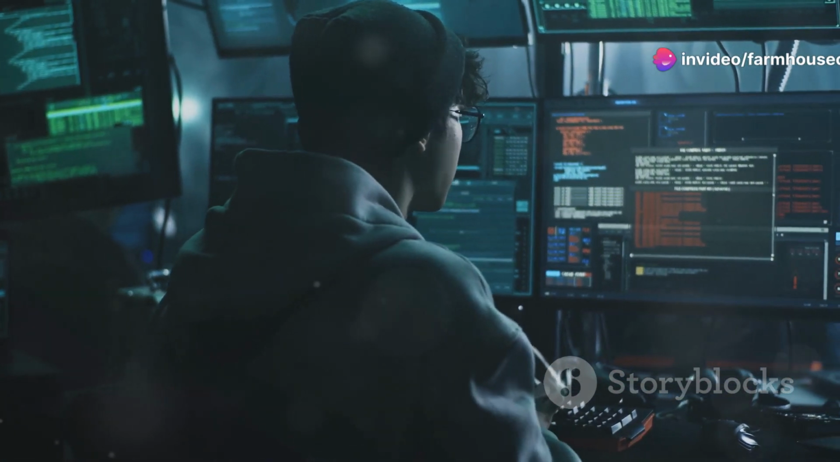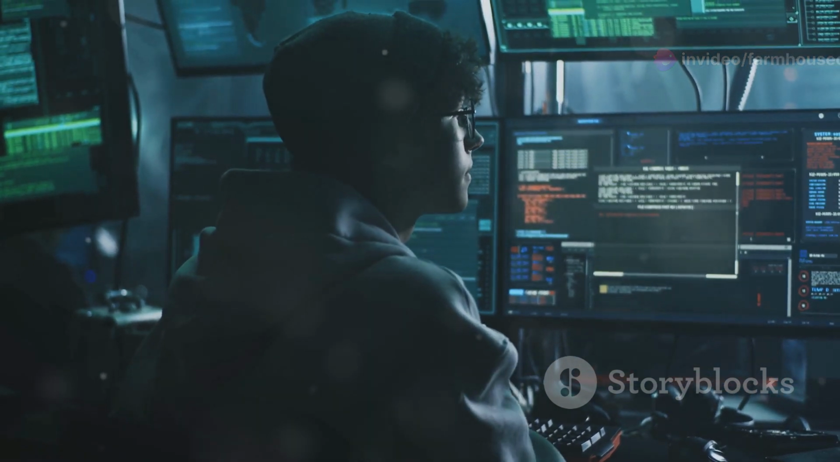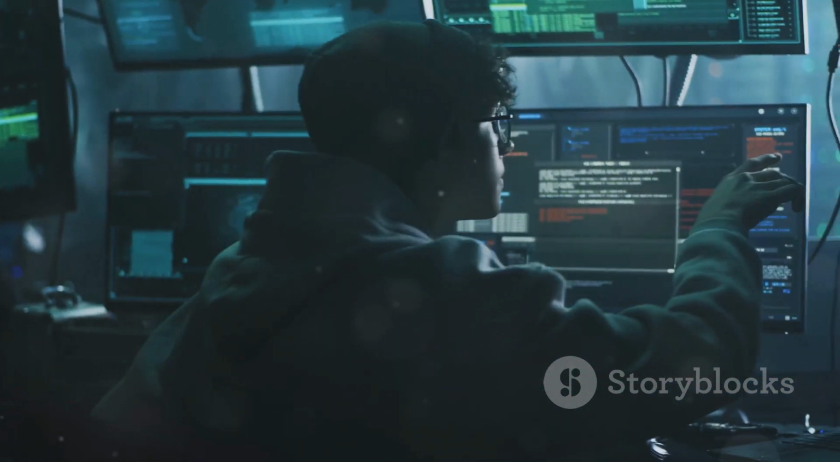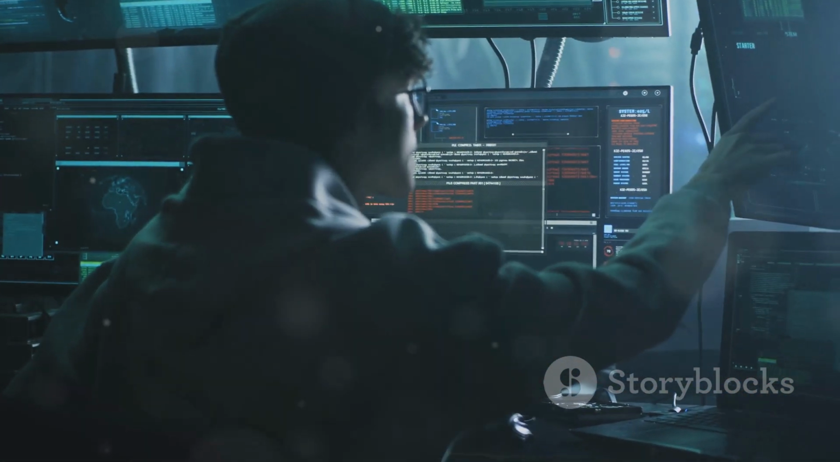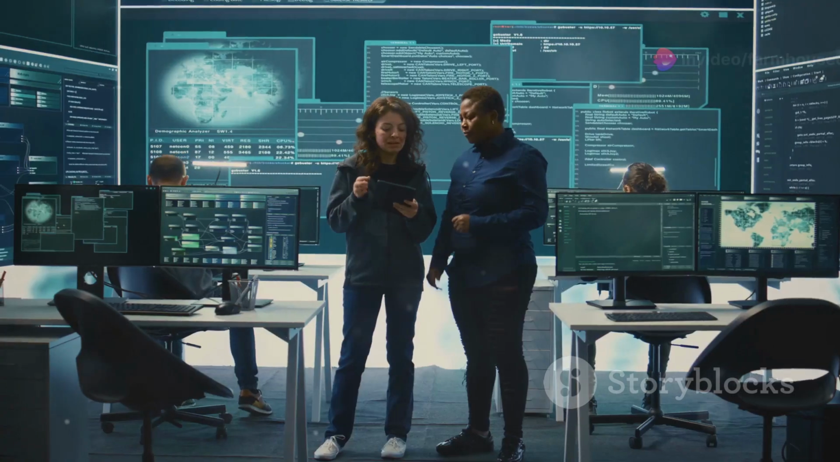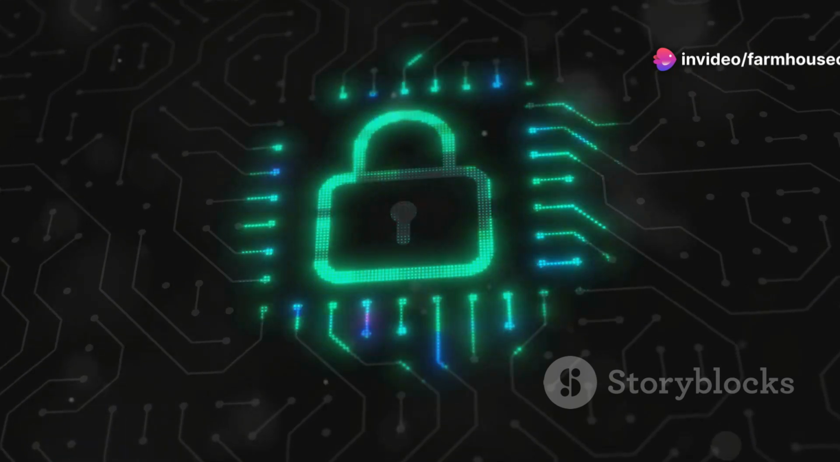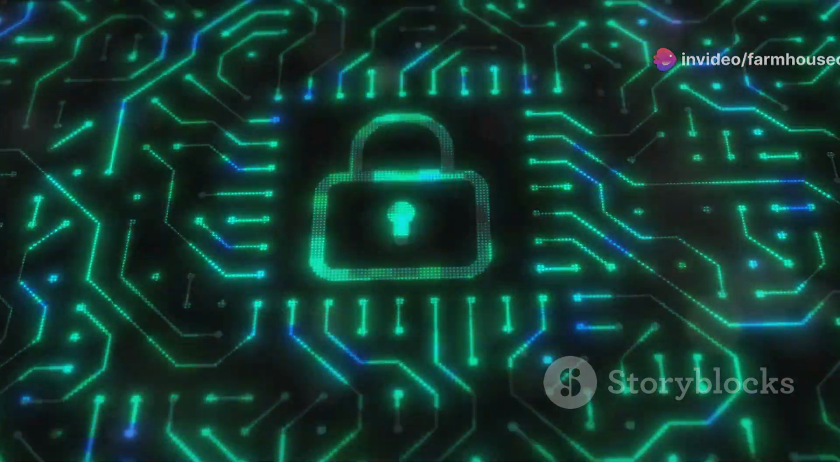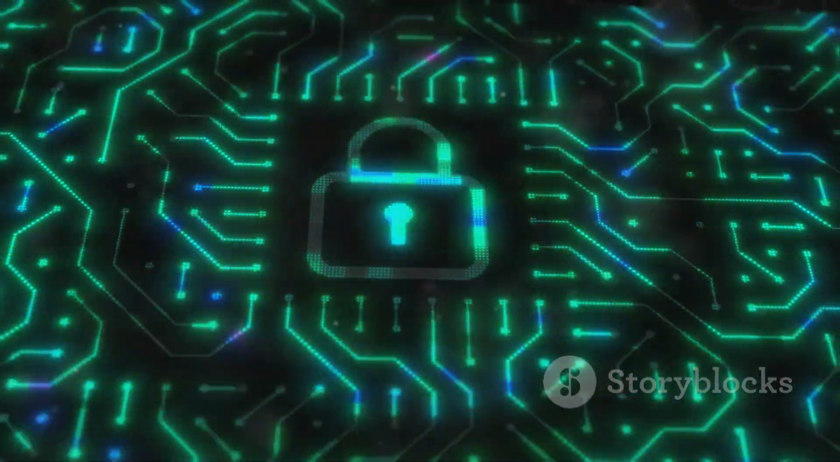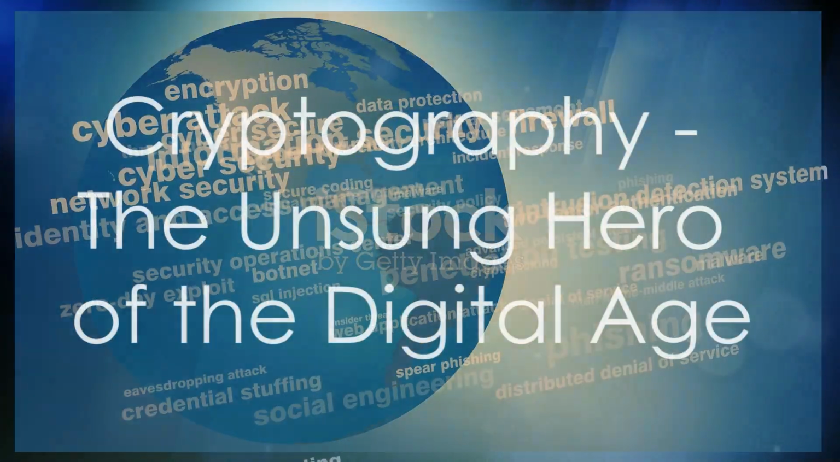However, fear not. Cryptographers are already hard at work developing new cryptographic algorithms that are resistant to attacks from even the most powerful quantum computers. The future of cryptography is full of challenges and opportunities. As technology advances, we can expect to see even more innovative and sophisticated methods of protecting our data.